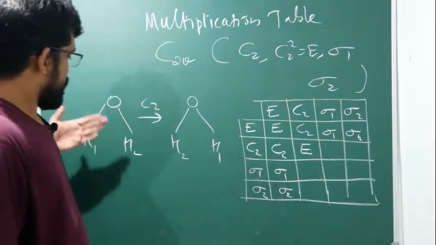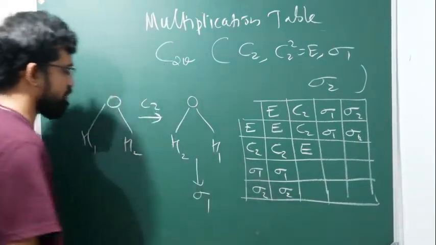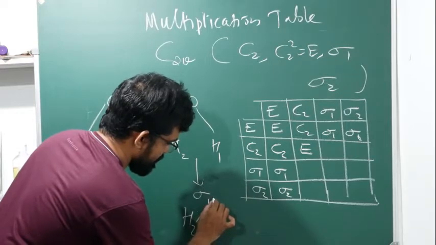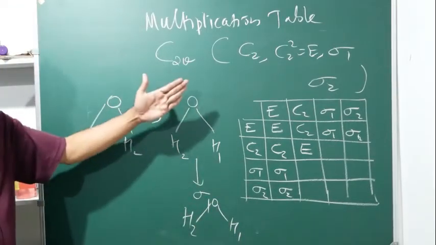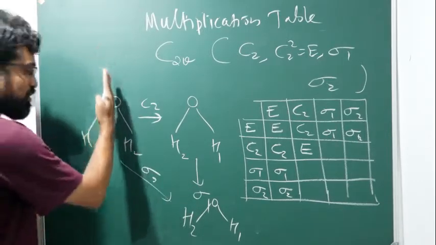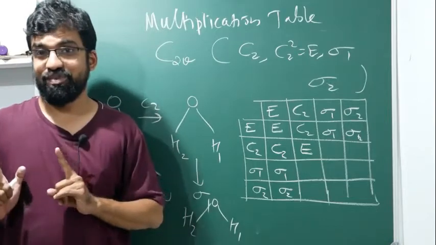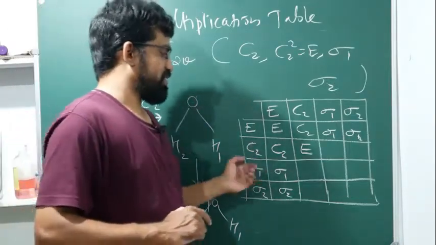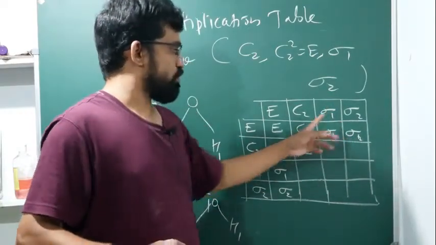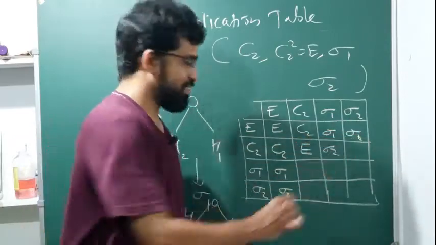Okay, this is sigma 2, this is sigma 1. So C2 into sigma 1, C2 then sigma 1. Sigma 1 is this plane, this is the orientation. This is sigma 2, right? When you do sigma 2, H2 will come here, H1 will go here. So to be short, for the C2V point group, if you are not able to understand this, I am saying C2 into sigma 1 will be sigma 2, right? It is sigma 2. Similarly, C2 into sigma 2 is sigma 1.